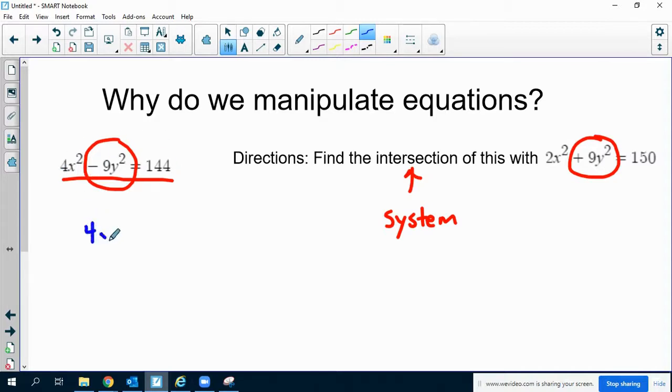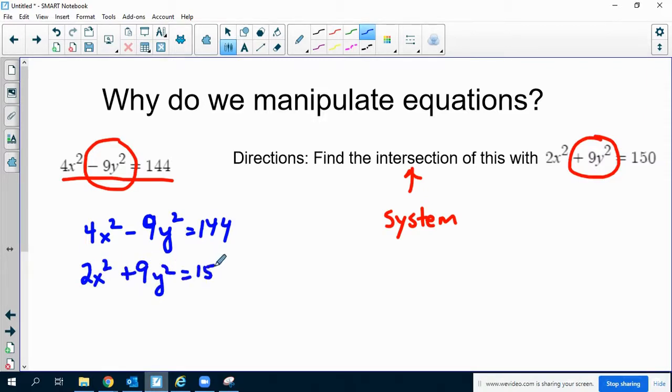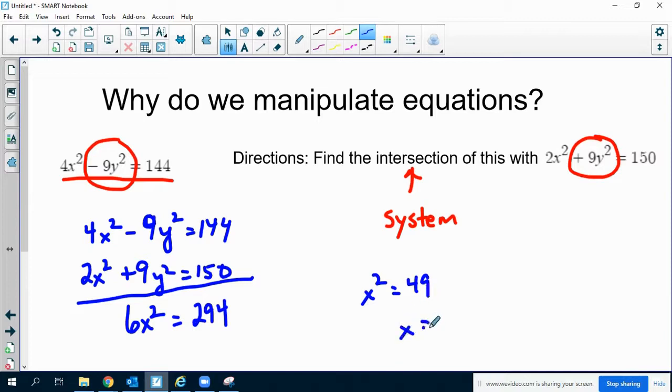And so it might be more beneficial to just leave this the way it is. If I have 4x squared minus 9y squared equals 144, and 2x squared plus 9y squared equals 150, I can just solve by elimination. I get 6x squared equals 294. I divide through by 6. I get x squared equals 49. So x equals plus or minus 7.